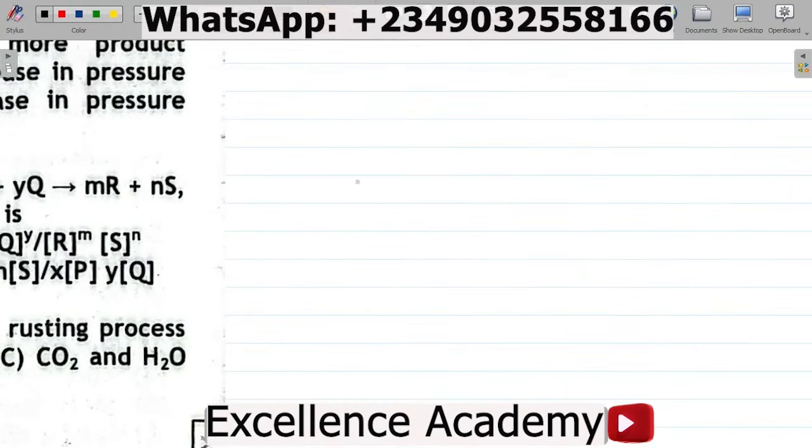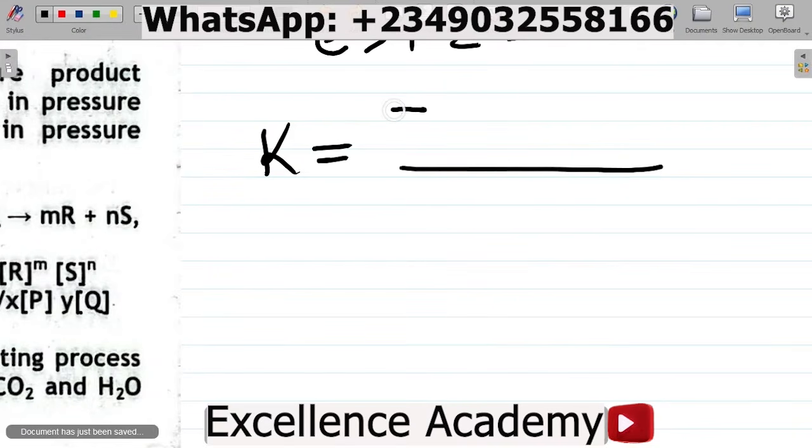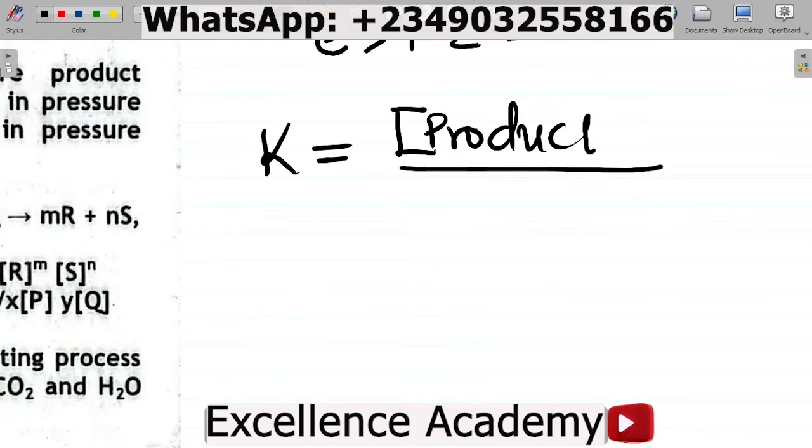Now we know that the equilibrium constant K is equal to, first things first, a ratio of the concentration of the product side, so product raised to n, where n is the number of moles, to that of the reactant.